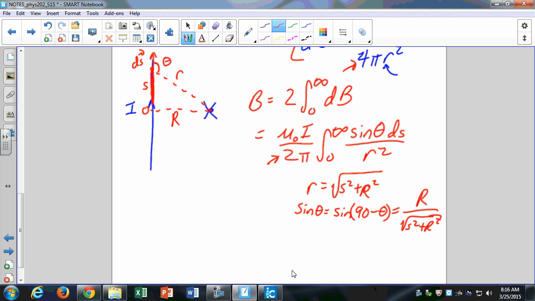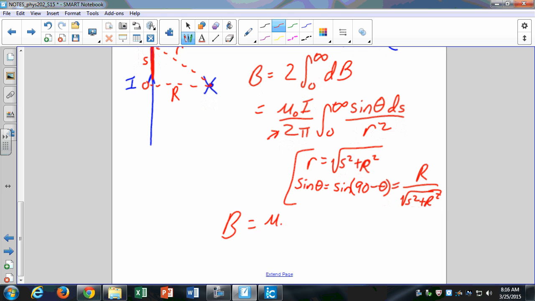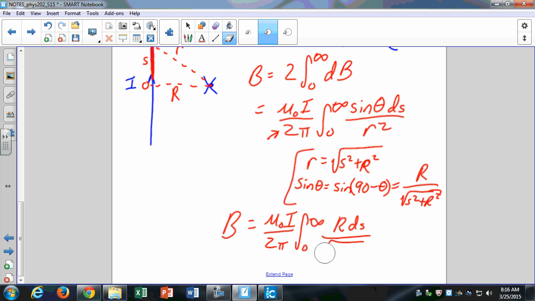Don't worry too much about that trig identity. You've probably seen trig identities like this before, right? Y'all use them in calculus? Yes? Okay. So if I substitute these in, I get this term. I get that B is equal to mu naught I over 2 pi, integral from 0 to infinity of R ds over s squared plus R squared to the 3/2.